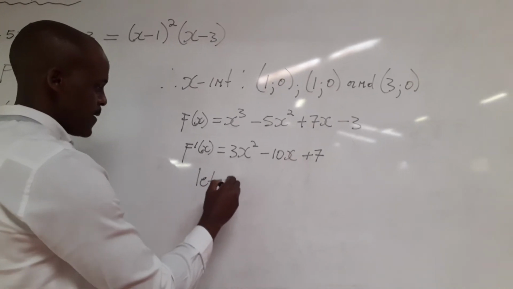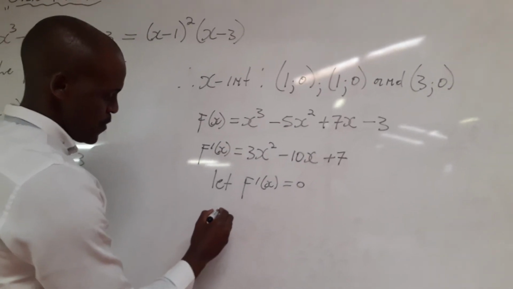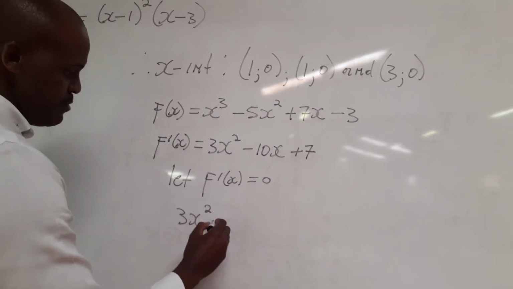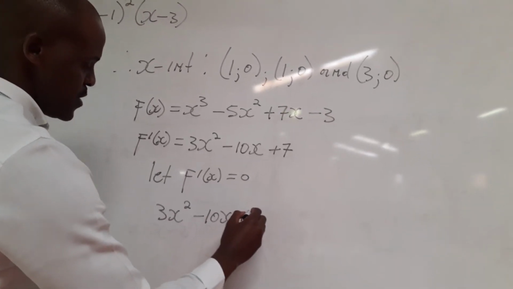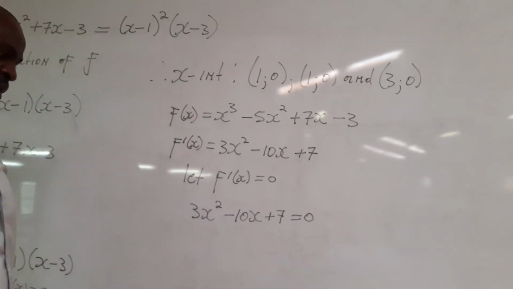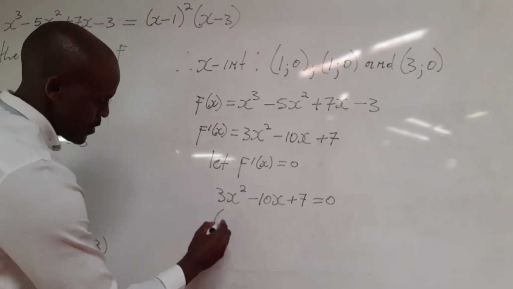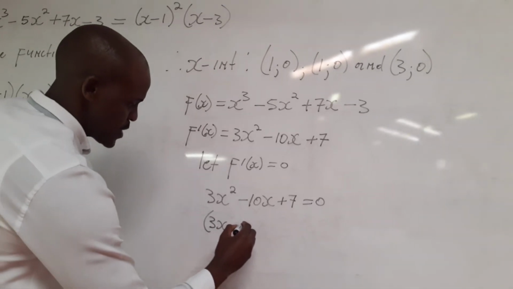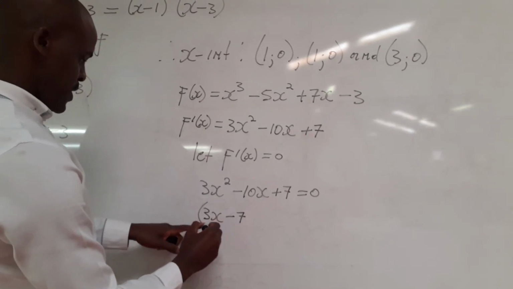So you let the gradient be 0. It's 3x squared minus 10x plus 7 equal to 0. And then the next step, we are to factorize. It's 3x minus 7, into x minus 1. Let's check for the signs. It's minus 7x minus 3x, which will give us minus 10x, yes.